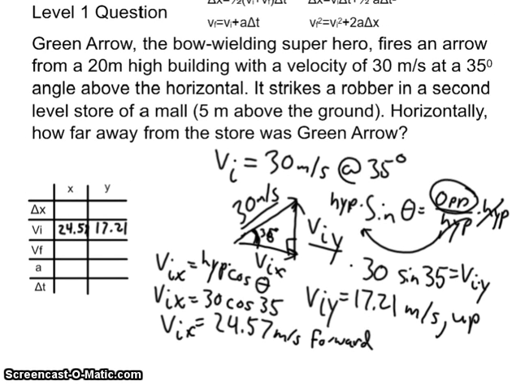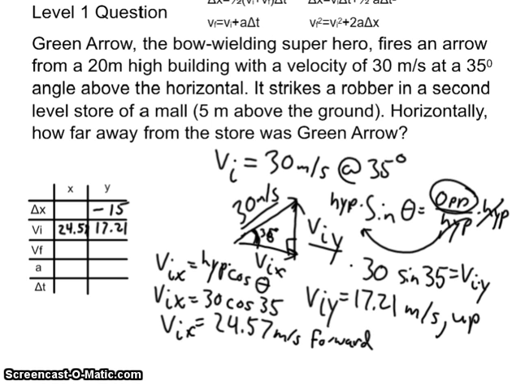Okay. Now, what other values do we have? Well, let's take a look back at our problem. So we've dealt with the velocity. Let's keep going forward. It strikes the robber on the second level of a store of a mall, 5 meters above the ground. Okay, so that means we started at 20 meters high. We ended at 5 meters high. So that's a displacement of negative 15. So we'll throw that into our y value here.